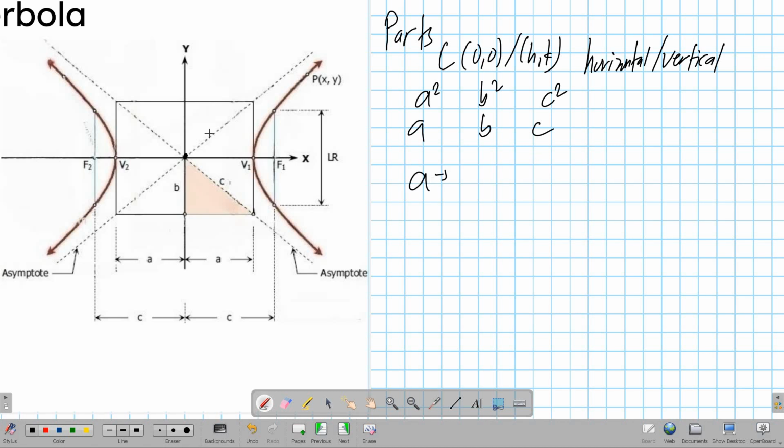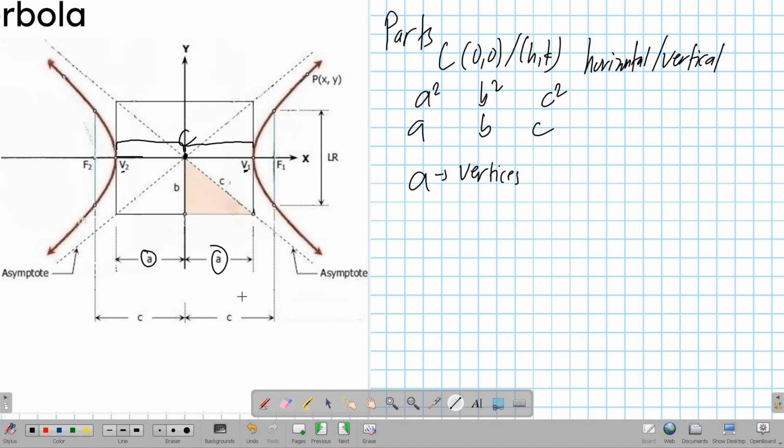For a, from the center, we move here. That's a units. Here you go. And here, it's also a units. And those two points, v sub 1 and v sub 2, are the vertices of our hyperbola. So they're related to the value of a.